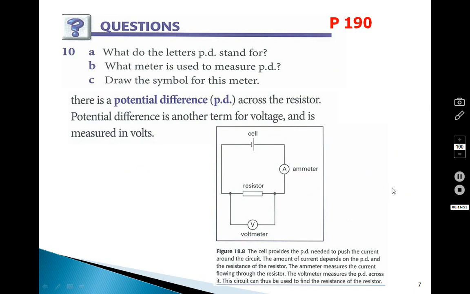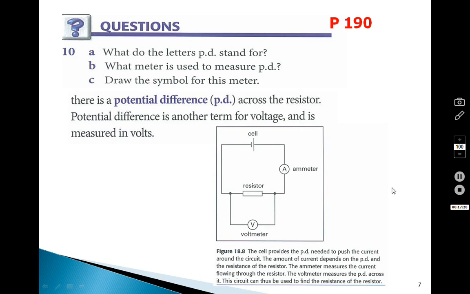Okay, now we will move to page 190. Question number 10, section A. What do the letters PD stand for? B. What meter is used to measure PD? C. Draw the symbol of this meter.